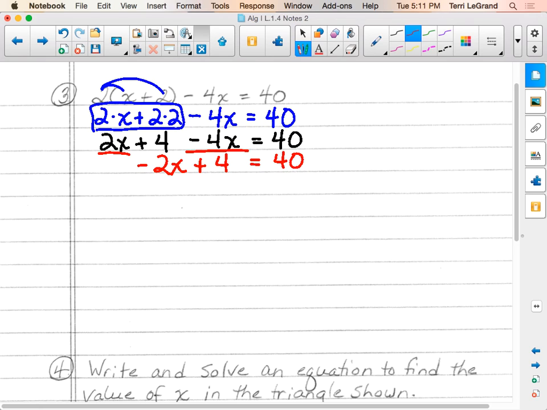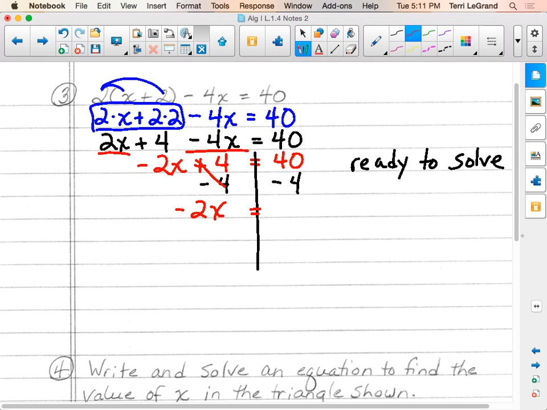Now I would say it is ready to solve. We've gotten it simplified to make the process actually easier. So we're going to solve our multi-step equation here. We're first going to get rid of that addition. We're going to subtract 4, which then leaves a negative 2x equals 40 take away 4. I get 36.